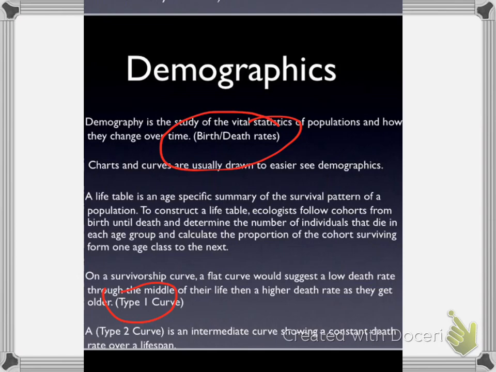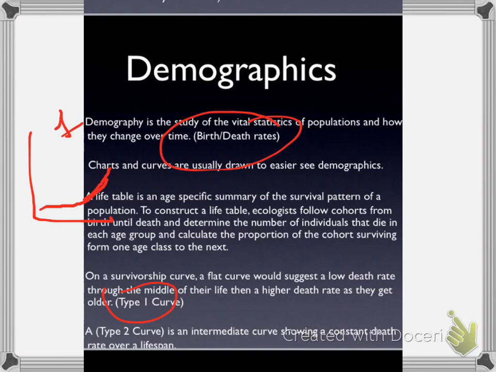So let's say you have a lower curve. You have a little chart here. Let's say you have a flat curve. It would suggest that right through the beginning of their life, it's a low death rate, and then the curve has to go up eventually, and that's when the higher death rate occurs. Because as they're getting older, just as we do as we get older, you just naturally die as you get older. A type 2, and this is a type 1 curve, by the way.